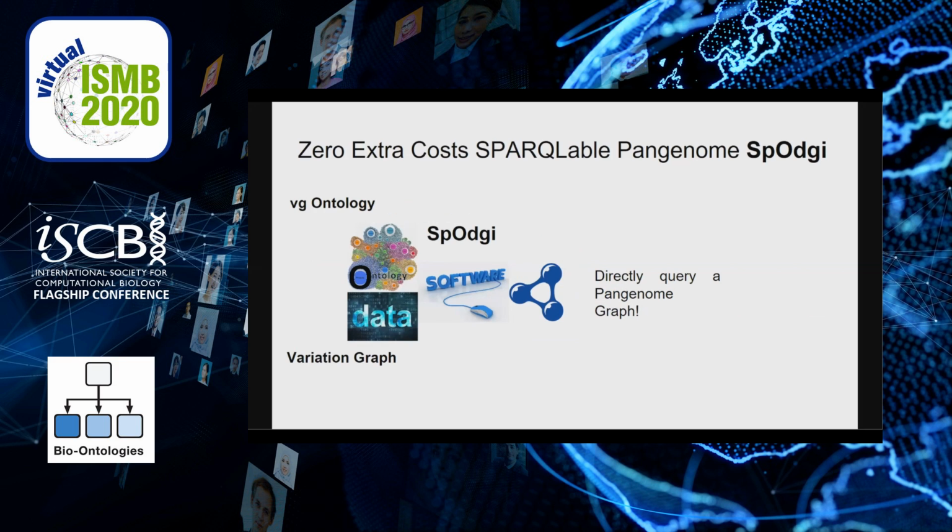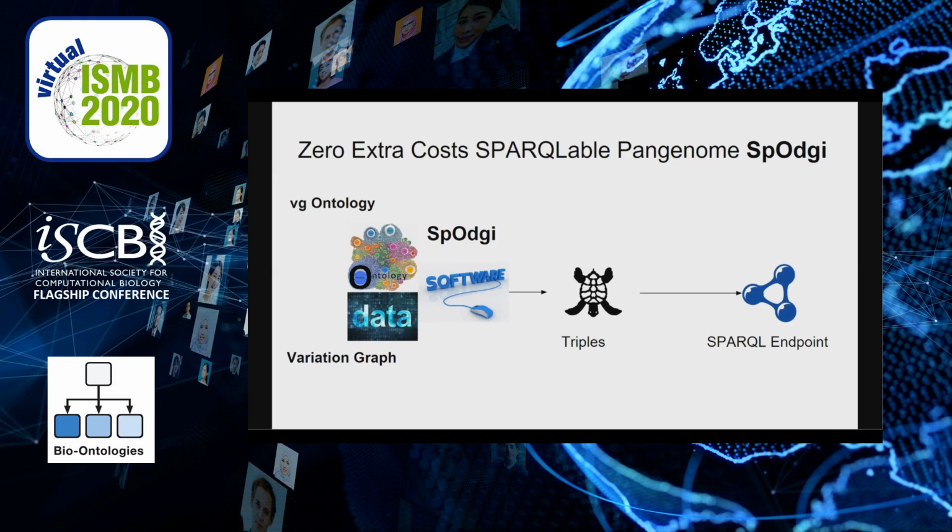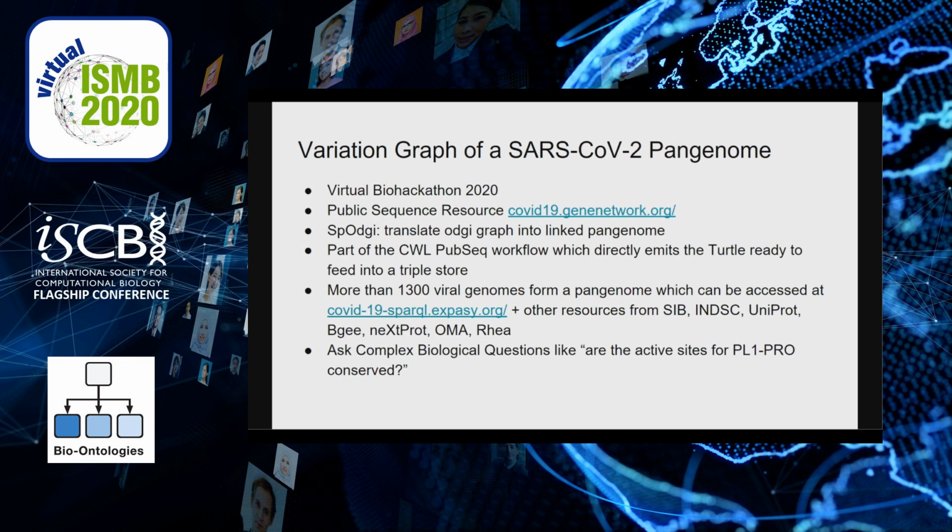Now here you can see we are able to directly query a pangenome graph, asking questions via SPARQL without the additional hassle to actually take our data structure and serialize it into Turtle. That's really cool. Of course, Spodgy is also capable of taking our data using the VG ontology and serializing it into triples and feeding it into a SPARQL endpoint. That's actually what was done during the Virtual BioHackathon 2020.